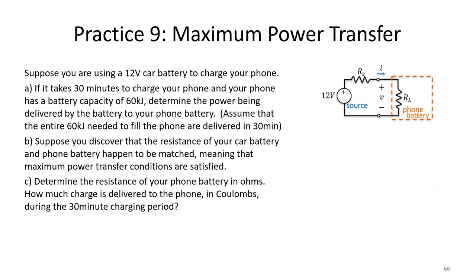Let's now finish with our last practice question. This question has to do with maximum power transfer theorem. Here we are told we are using a 12-volt car battery to charge our phone. And in the first part, we're told if it takes 30 minutes to charge our phone, and our phone has a battery capacity of 60 kilojoules, determine the power being delivered by the car battery to your phone battery. So we may assume that the entire 60 kilojoules needed to fill our phone battery is delivered in 30 minutes.